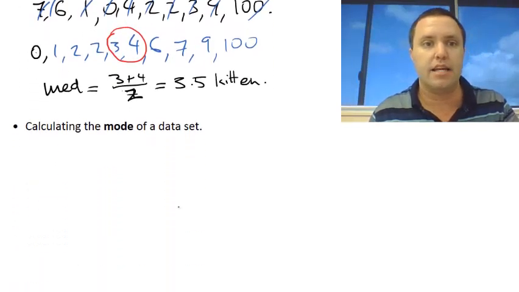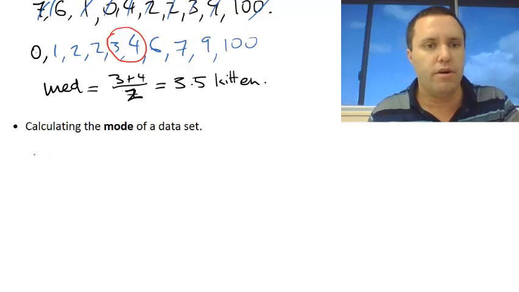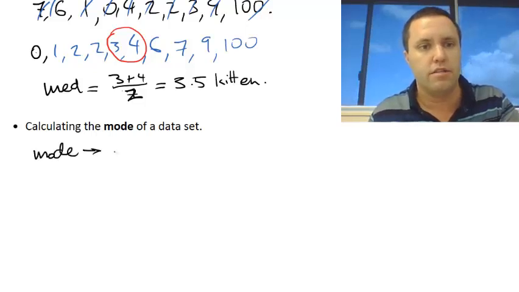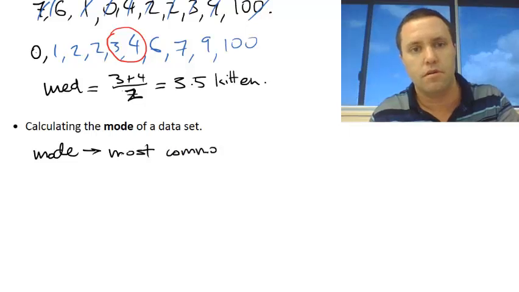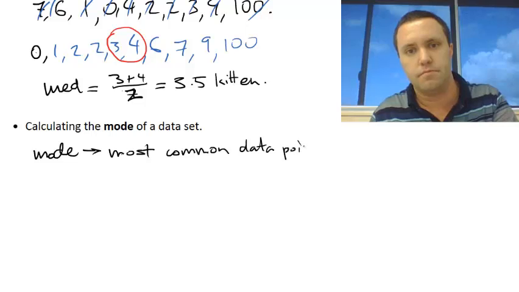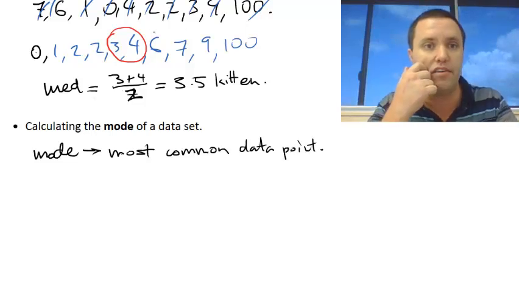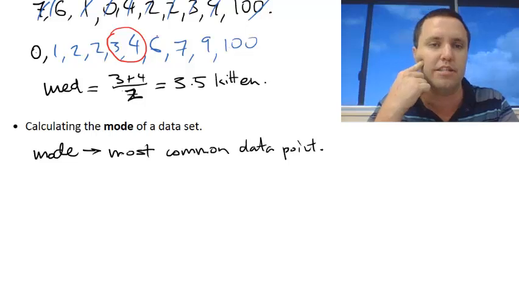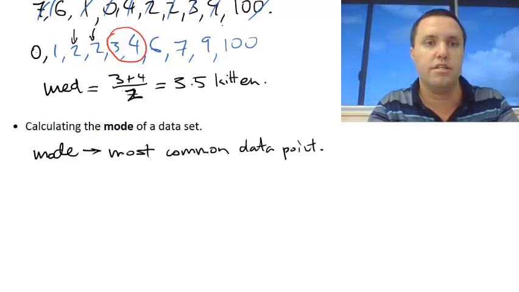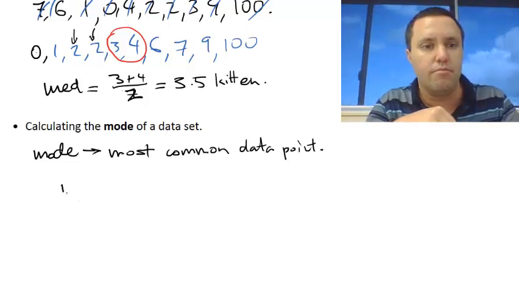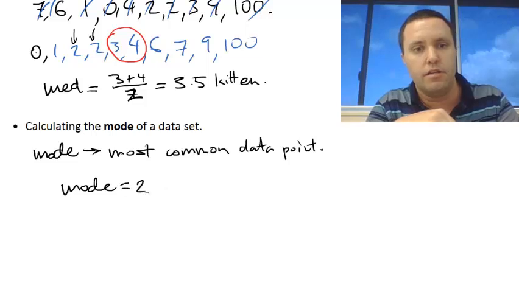Right, lastly, calculating the modes, real quick. The mode is the most common data point. If we look up here at our kittens per Sinead, we're going to look at the number 2 and the number 2. So there are 2 2s in this, none of the others are repeated, so the mode is 2 kittens.